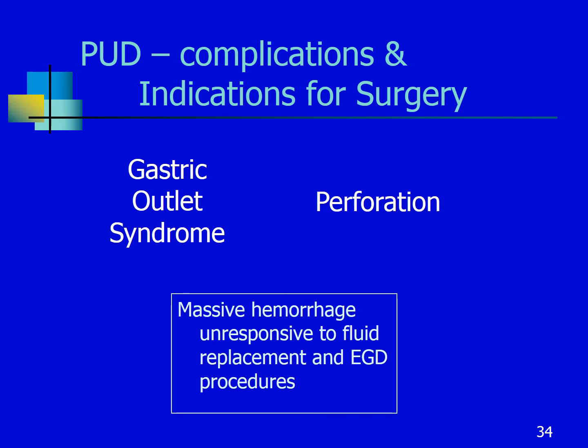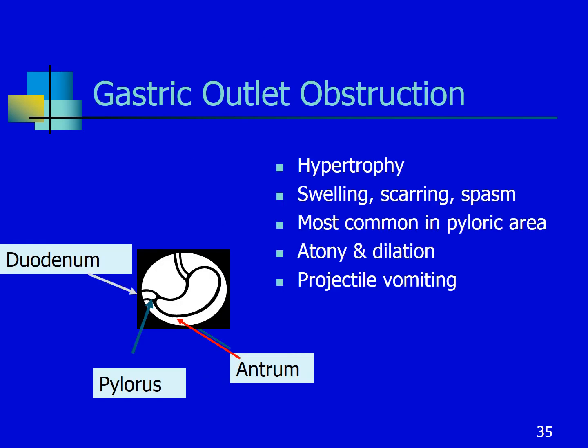Next slide. So, gastric outlet obstruction, hypertrophy. It could be due to swelling, it could be due to spasm, and it's usually most common in the pyloric area. There's atony, dilation, and there's projectile vomiting. Just like with pyloric stenosis in a child that is born, where you see that vomiting because there's no outlet.